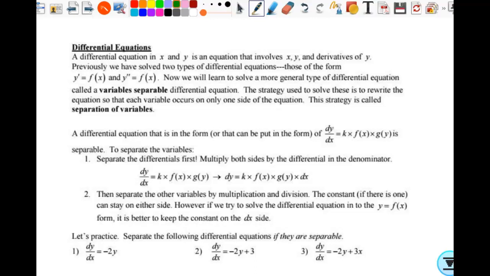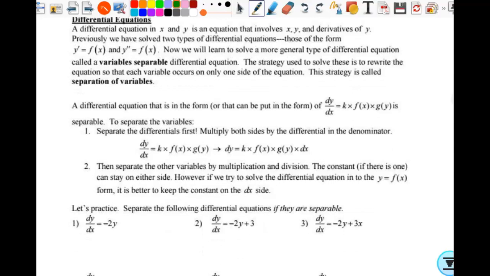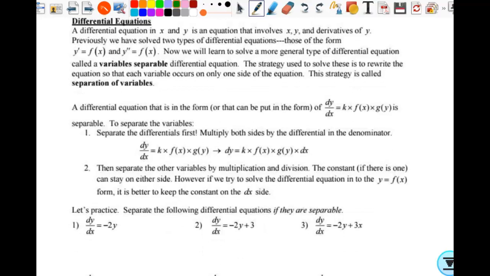One of the reasons why we had that big question on one of the questions, and why this works and that doesn't work. But what a differential equation is, it's an equation that involves x and y and the derivatives of y. So we've solved two different types, y prime equals f of x and y double prime equals f of x. So we've already taken the derivatives. That's where we get our differential equations.